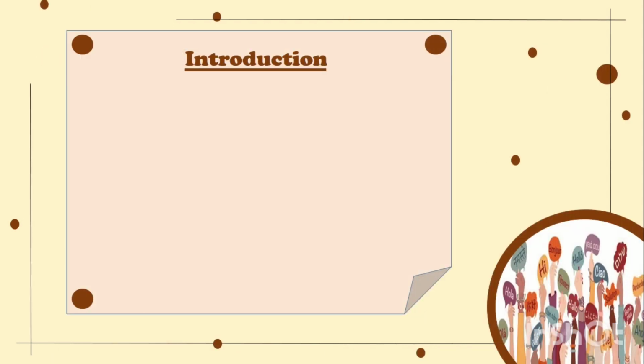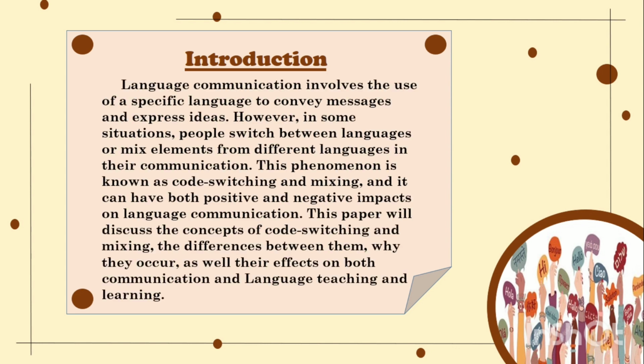Let's begin with an introduction. Language communication involves the use of specific language to convey messages and express ideas. However, in some situations, people switch between languages or mix elements from different languages in their communication. This phenomenon is known as code switching and mixing, and it can have both positive and negative impacts on language communication. This paper will discuss the concepts of code switching and mixing, the differences between them, why they are used, as well as their effects on both communication and language teaching and learning.